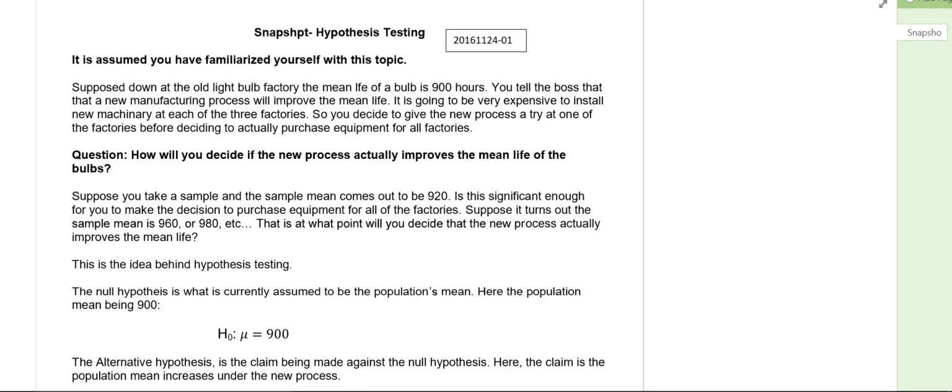Okay, everybody, this is a snapshot video on hypothesis testing. Once again, you should be familiar with this particular topic, having read over the lecture notes and the book. Also, you should have read the first couple of pages of the snapshots, where I summarized this topic. I assume that you're also familiar with working with the tables.